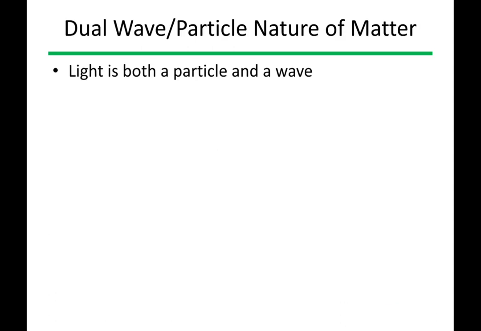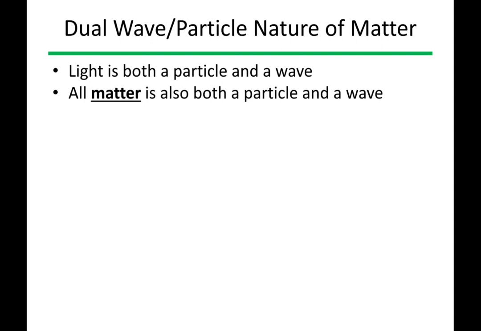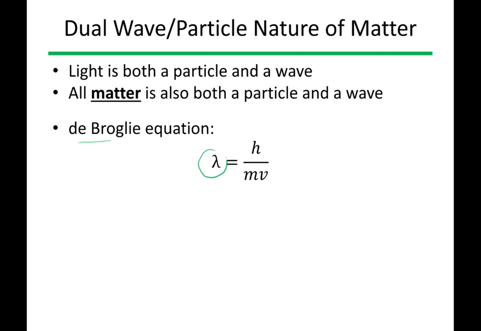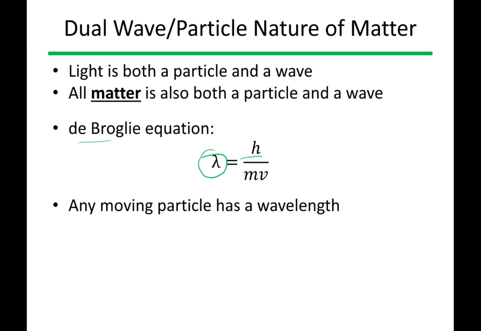So he had a few experiments that established that light is both a particle and a wave. It turns out that actually all matter has particle and wave-like properties. And this is described by the de Broglie equation, where the wavelength of matter is equal to Planck's constant divided by its mass times its velocity. So this means that any moving particle, so anything with mass and a velocity, also has a wavelength.